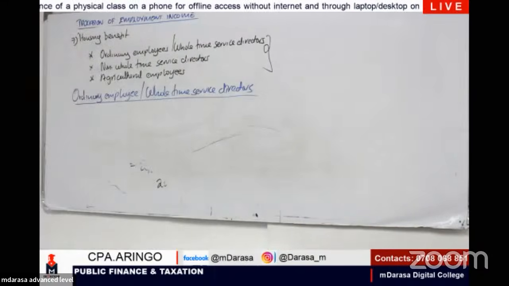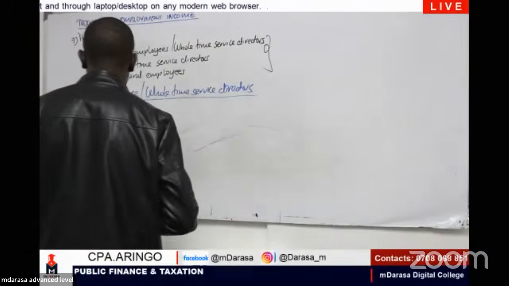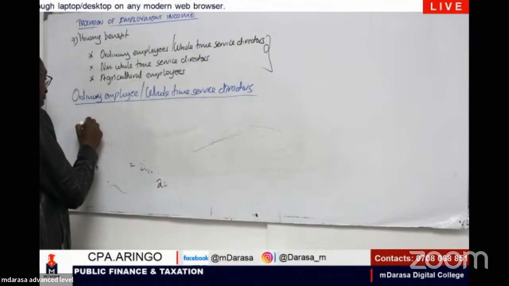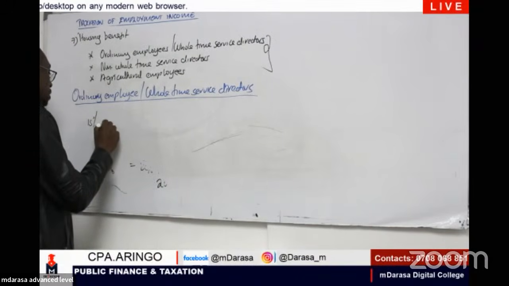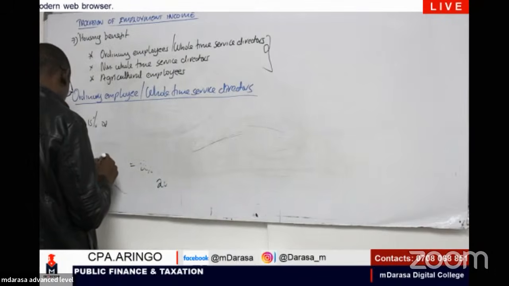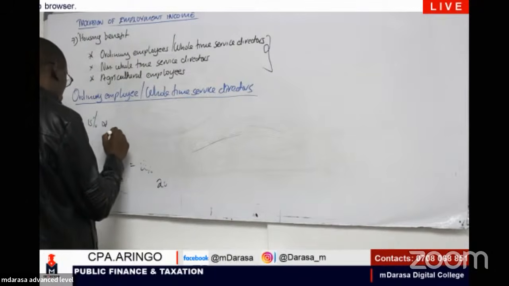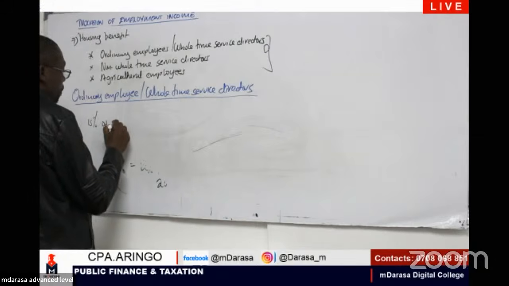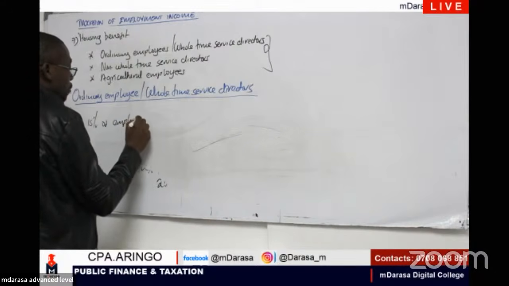We can mention and say that the housing benefit is determined as a higher of 15% of the employment income, 15% over employment income.